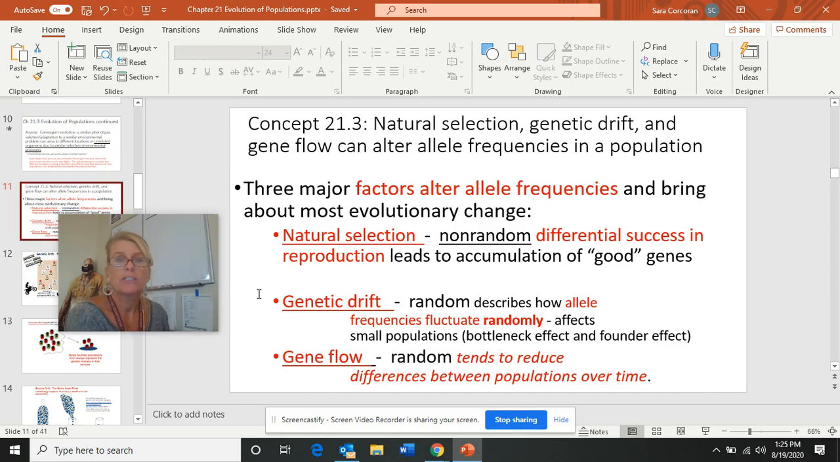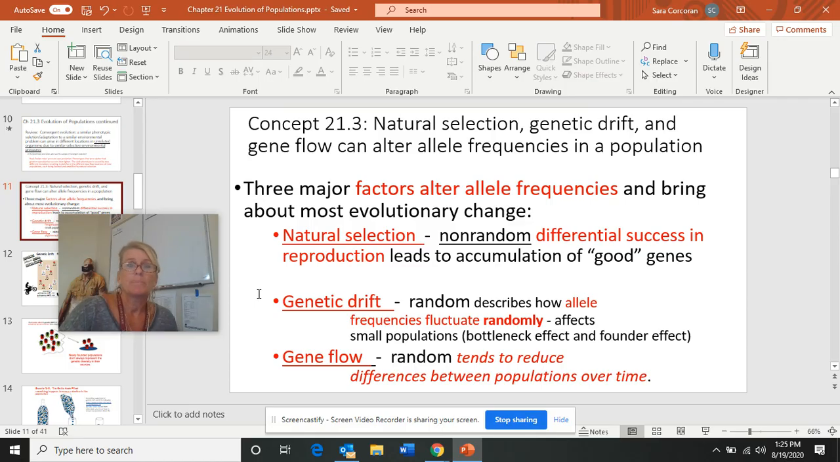Okay, so in section 3 of chapter 21 in your book, it talks about the three major factors that alter allele frequencies. So we've learned how to calculate the allele frequencies, but what is it that's going to be the main driving force to change those allele frequencies? The first one is natural selection. This is the selective pressure in the environment saying this trait is fit and the other one is not, and I'm going to select against it. It results in differential reproductive success, and over time, good fit genes will accumulate in a population.